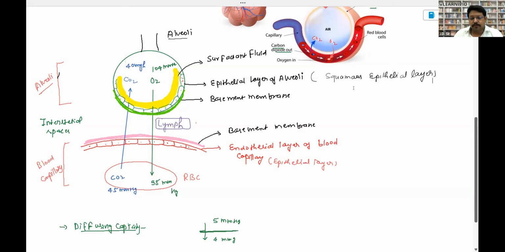So suppose you get a question where the exchange is taking place, definitely 99.9% the answer will be squamous epithelium, right? The squamous epithelial layer is where the exchange of the gases takes place. Below the epithelial layer, there is the basement membrane, right?